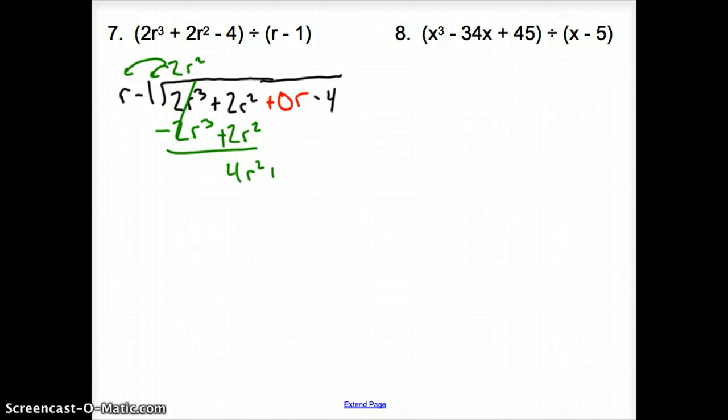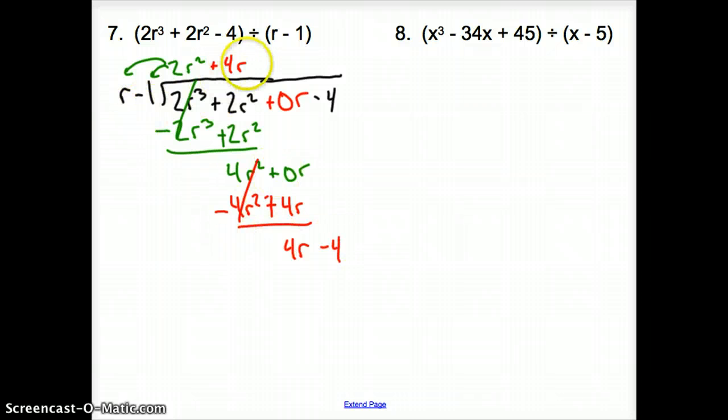We bring down, this is why it's so important to bring down that 0r, because it holds a place. We are matching this 4 with an r, so it's going to be a plus 4, and we also have to match the r squared, so we need another r. So we take it times r to get 4r squared. Please do not forget to take it times 1, so it's going to be a minus 4r. We then have to change the signs. Gone. Left with a 4r. Bring down the negative 4.